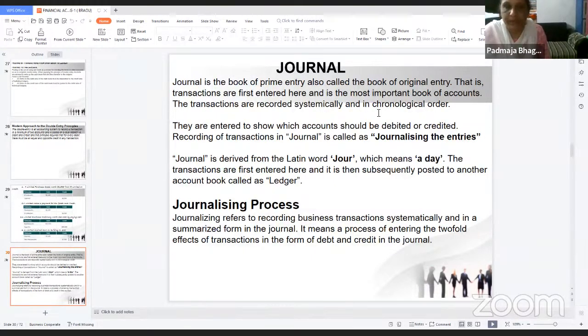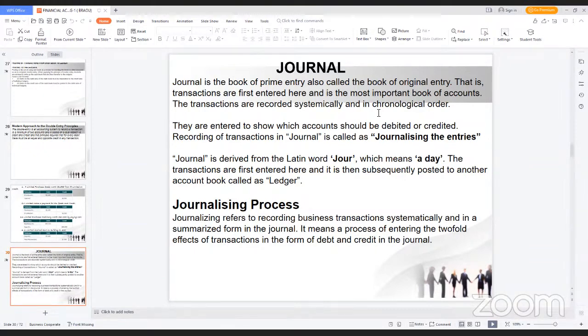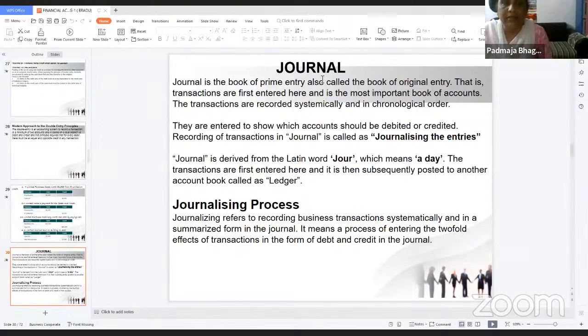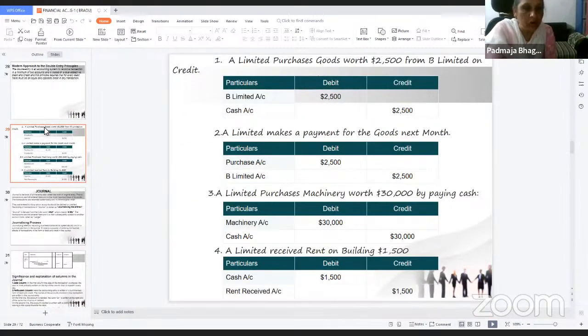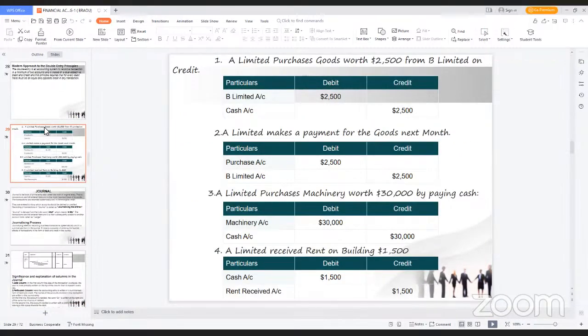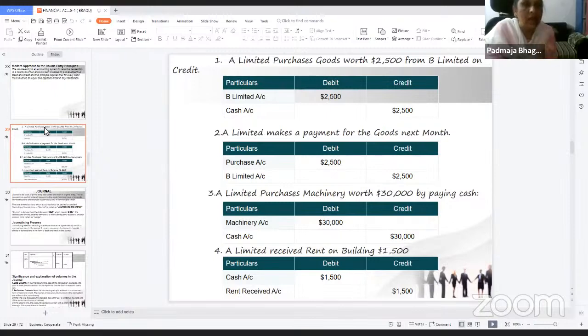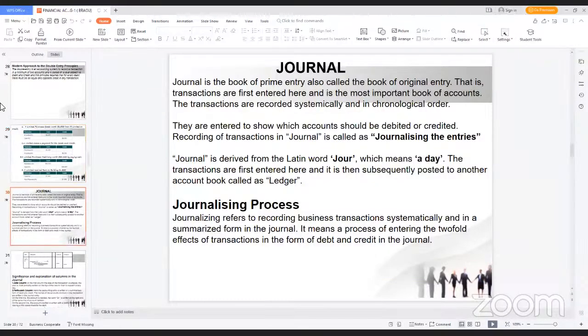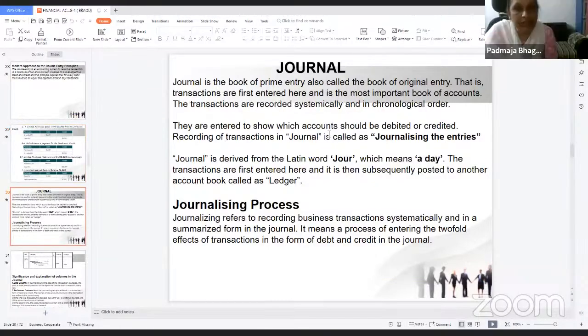Are you getting? Yes, ma'am. That is, time-wise also you must make them. They are entered to show which account should be debited or credited. Just now in the previous example, I have shown, no? Purchase account debit to B Limited. Purchase is on the debit side, B Limited is on the credit side. Are you getting? Yes, ma'am.